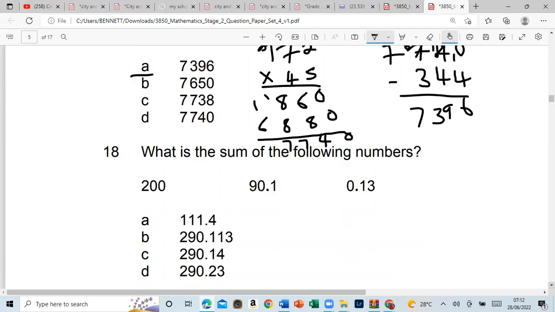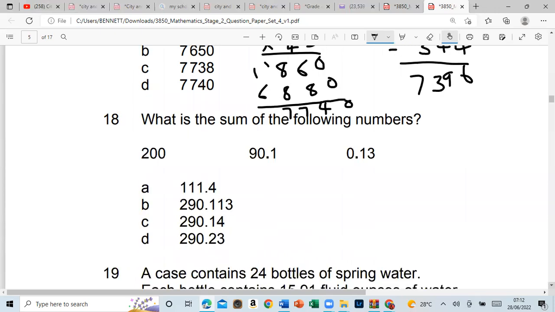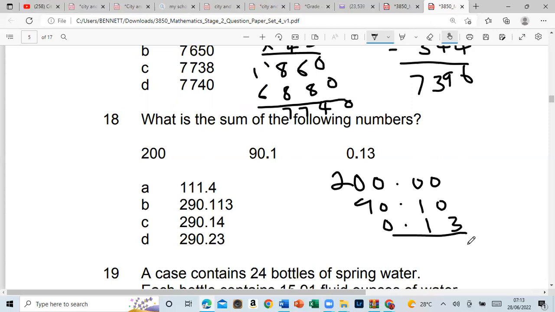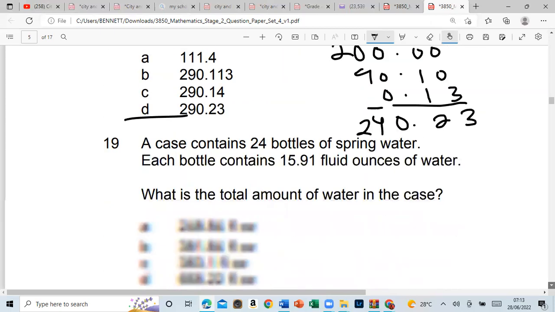Right, so 18 says, what is the sum of the following numbers? 290 and 0.13. So that's 290 and 0.13. Isn't that what they said? 290.13, so that's 3, 2, 0, 9, 2. Decimal place, so that is. Can we cut it down, guys? But good to show the working.